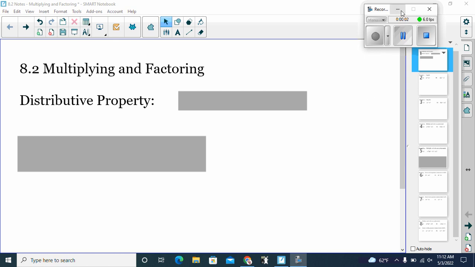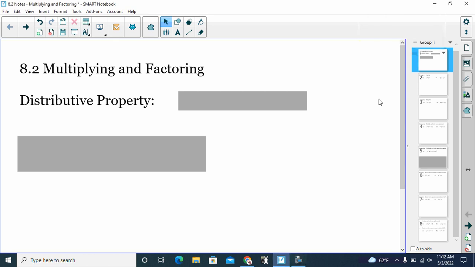Today's notes are from section 8.2, which is titled Multiplying and Factoring. So we're going to start multiplying polynomials as well as factoring them. A couple things we need to review first. The first is the distributive property.